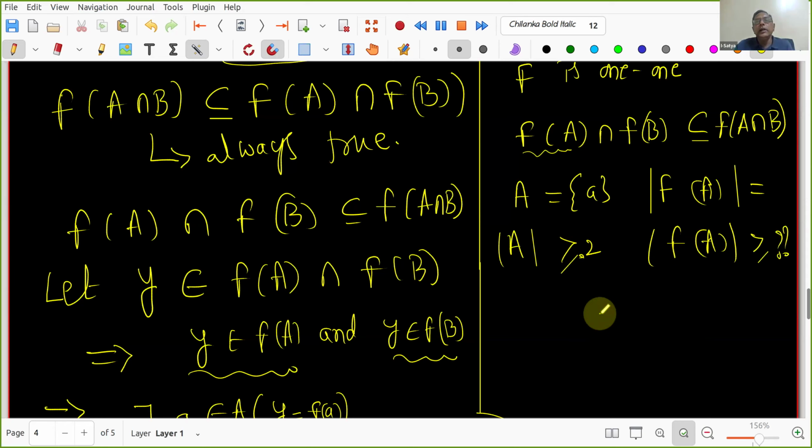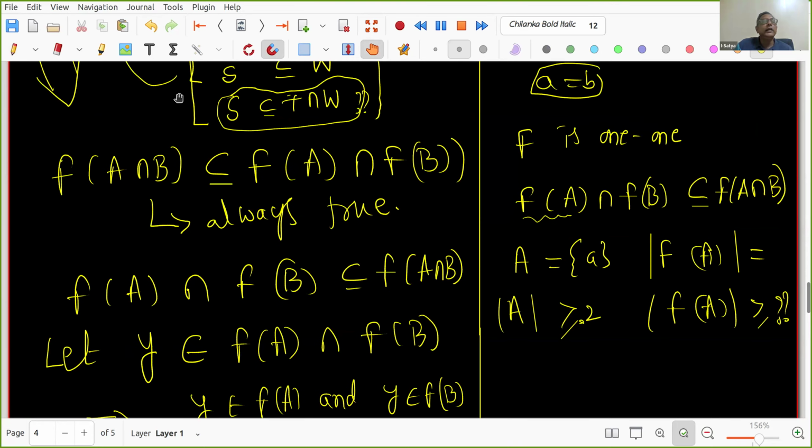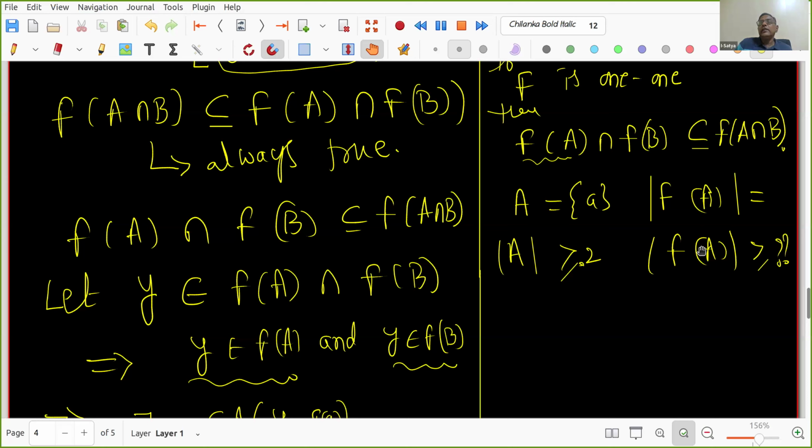Yeah. Suhani, I'll get back to you in a while. So let me write this properly. If F is 1-1, then this is true, right? F of A intersection F of B is contained in F of A intersection B. How did we prove it? If we take Y in F of A intersection F of B, then there is a small a in A and a small b in B such that Y equals F of a, Y equals F of b, so F of a equals F of b. 1-1 implies F of a equals F of b implies a equals b. So I'll again define properly, but this is the definition. Then a is in the intersection, and we are done.